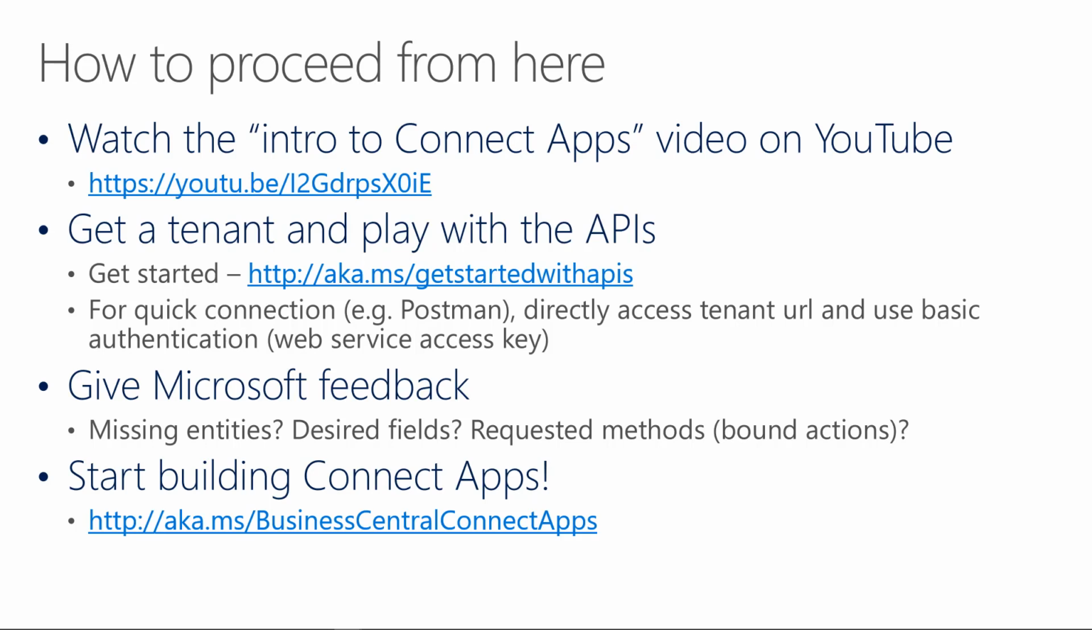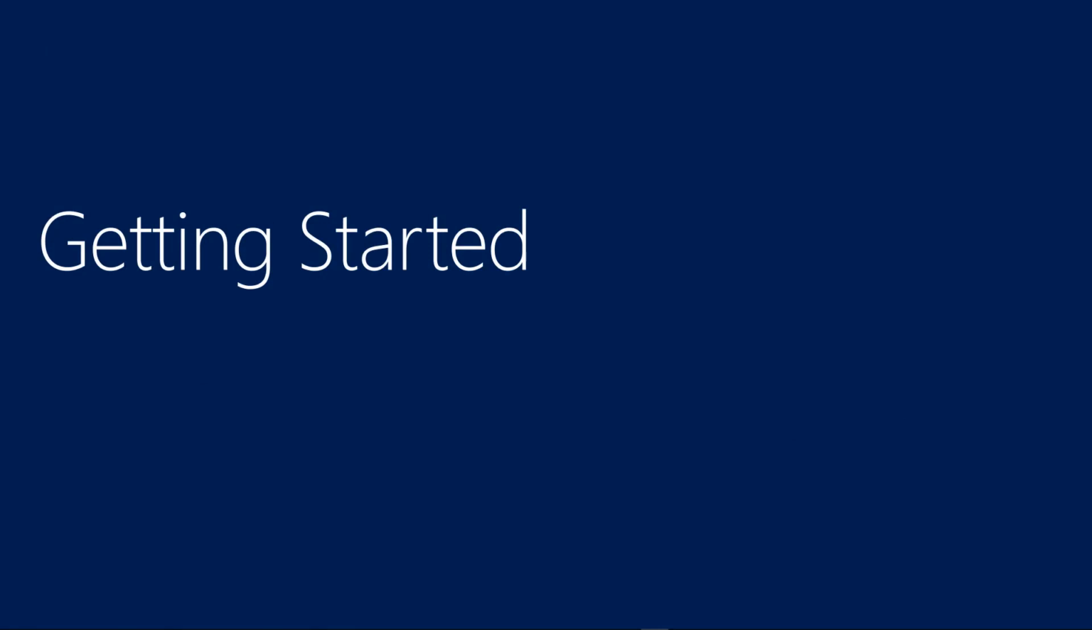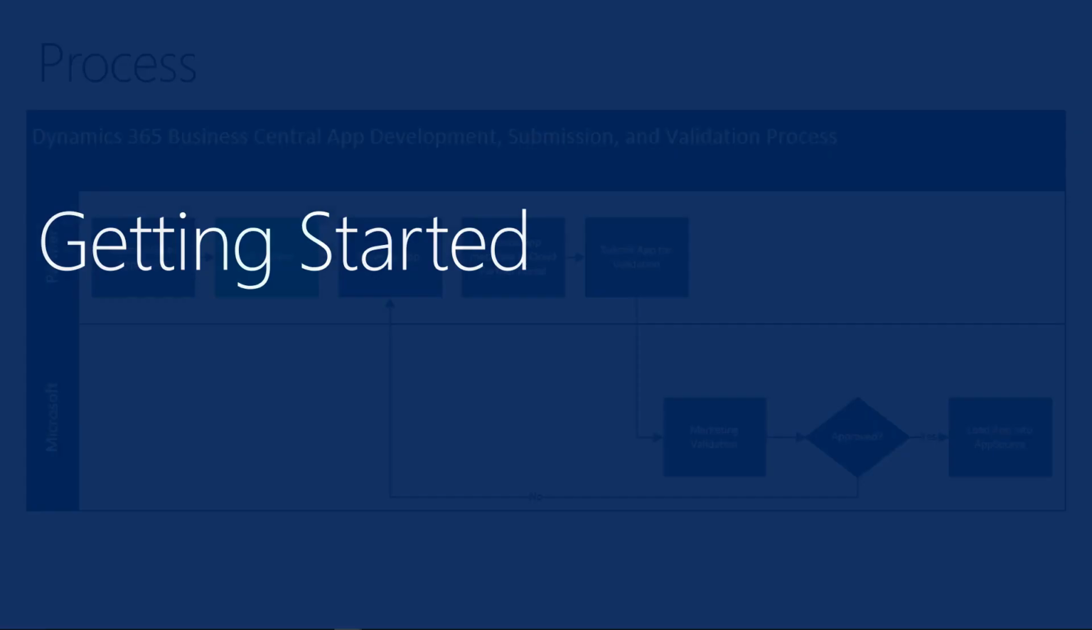And then you start building Connect apps. So go to the aka.ms/Business Central Connect Apps link, and you should get the latest, greatest on Connect apps. In this next section, we'll talk about how you get the process started.